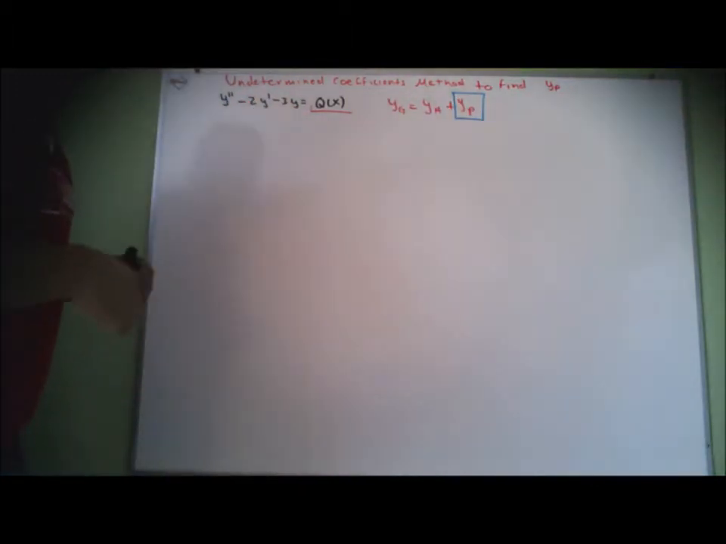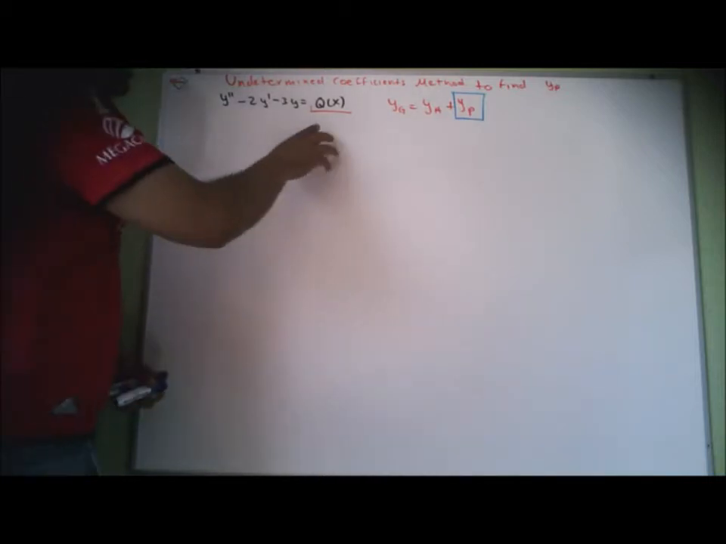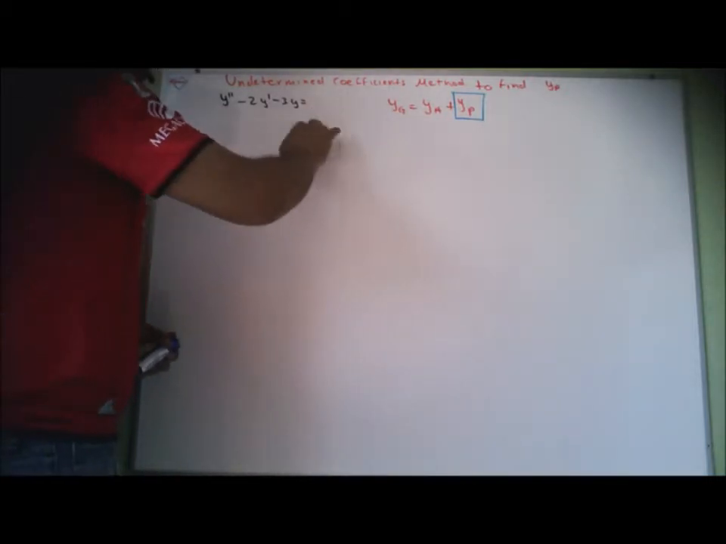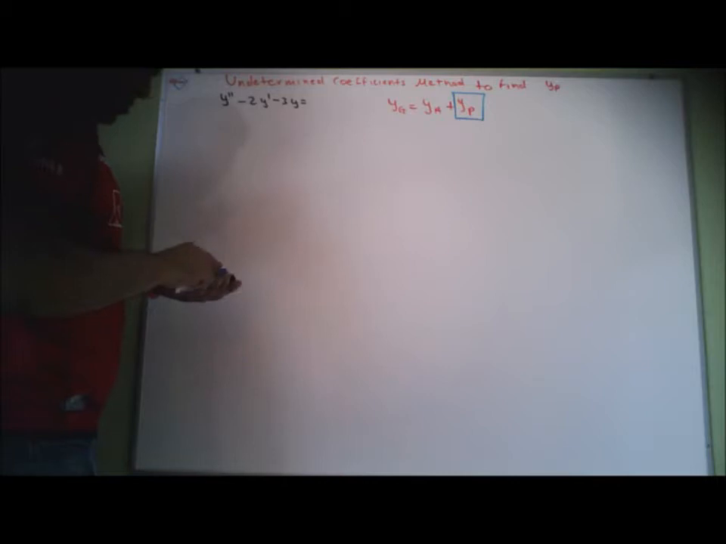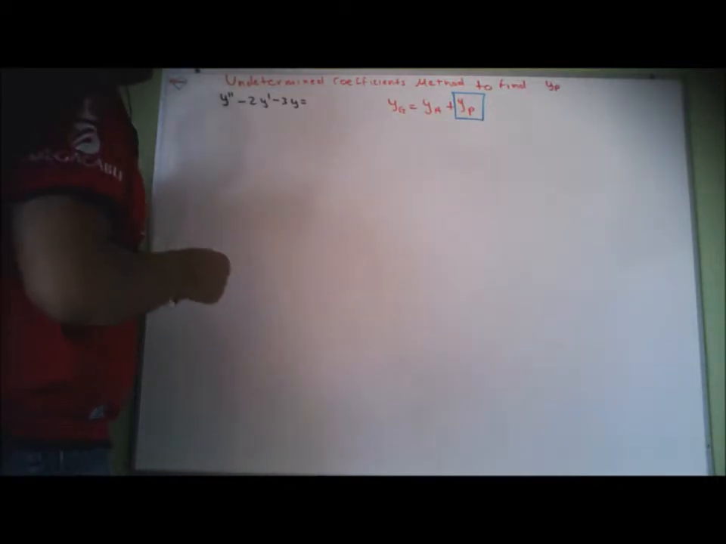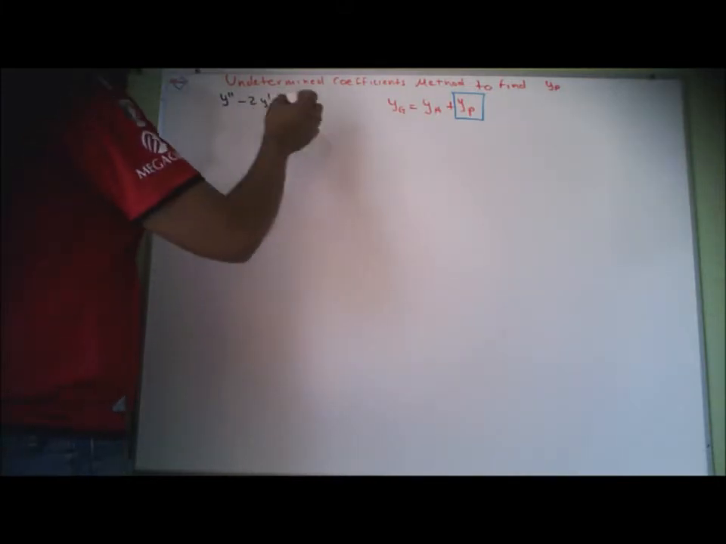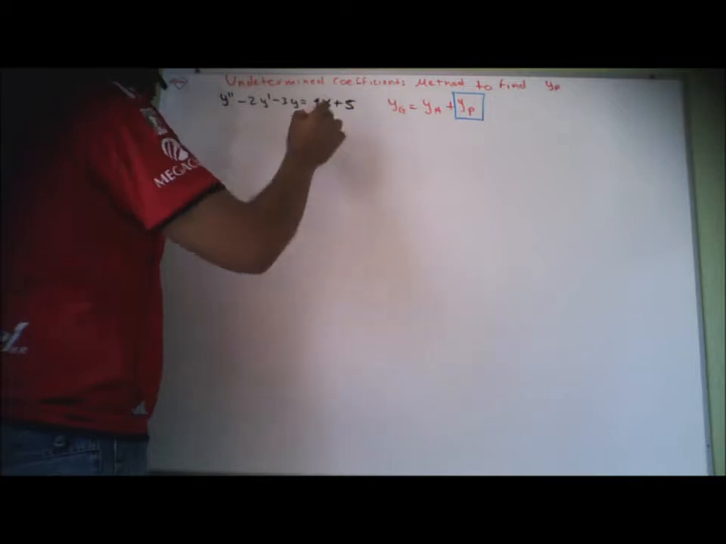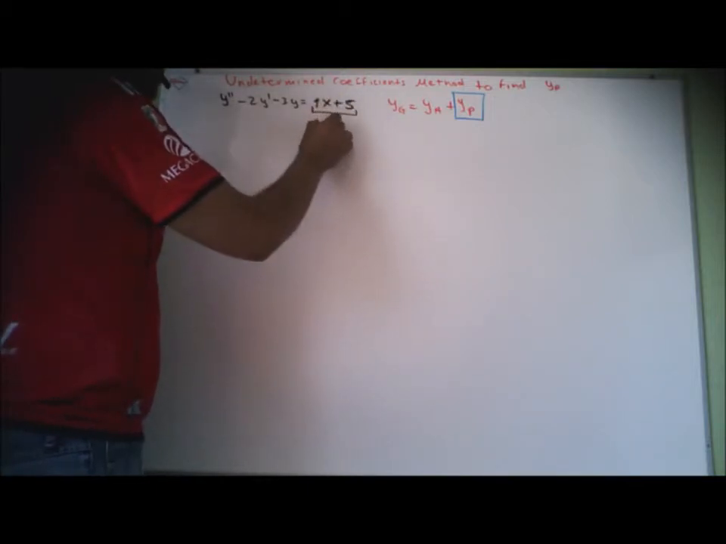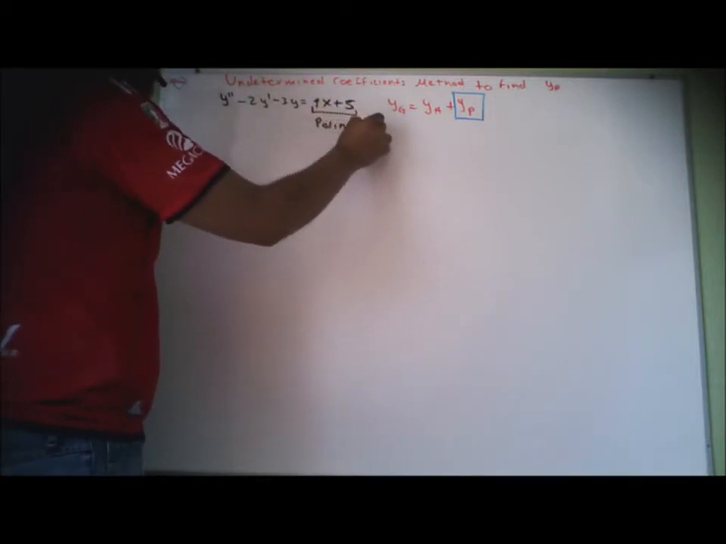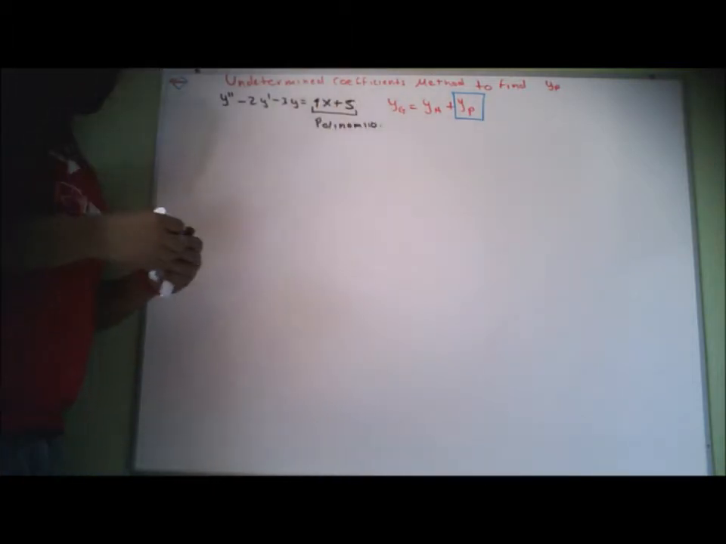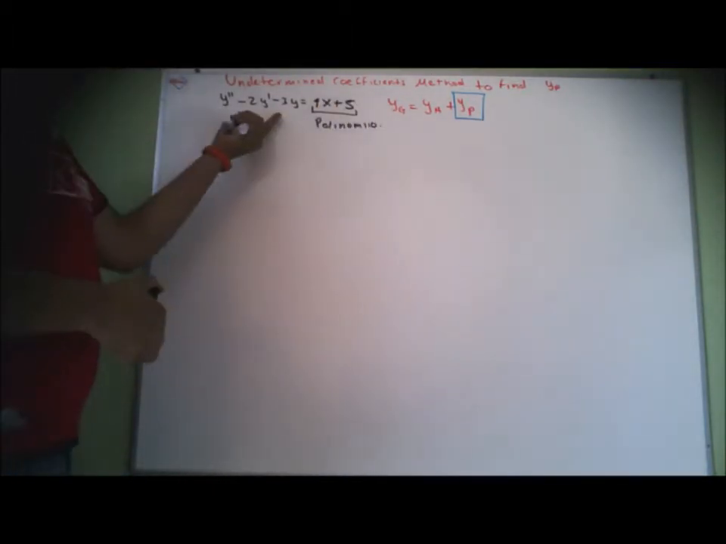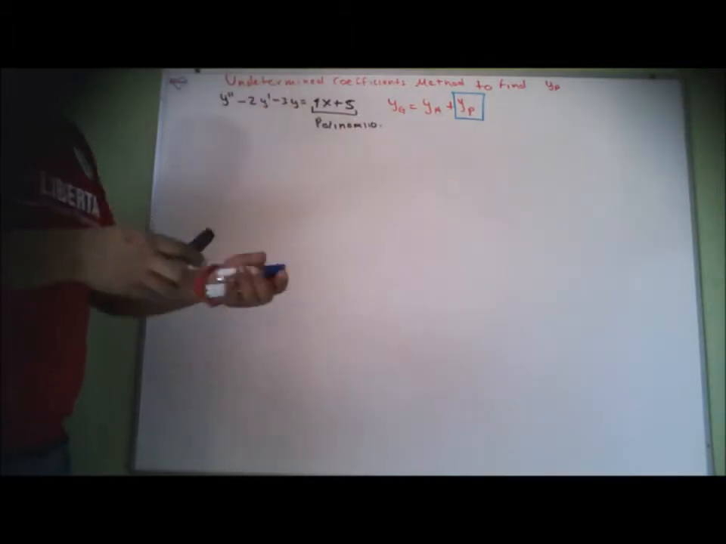The name of the method is undetermined coefficients, right? Okay, so this q of x is not 0. Let's start with some examples before I give you the name of the undetermined coefficients. Let's assume that it is equal to 4x plus 5. It's a polynomial. What we are going to do first is find the homogeneous solution and then find the particular solution.